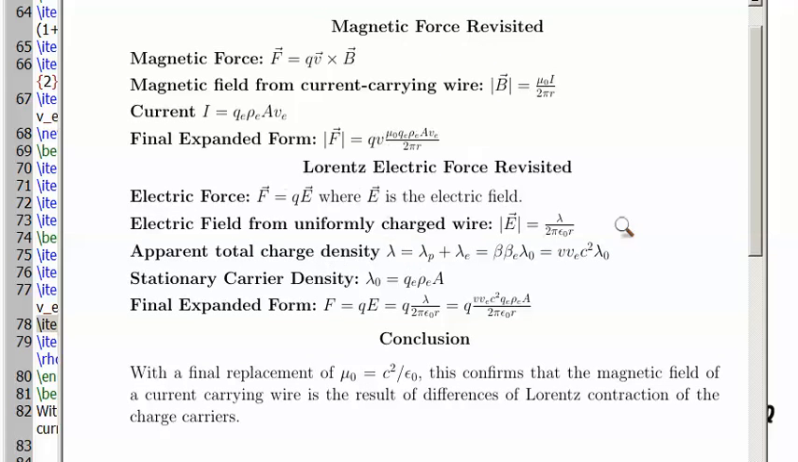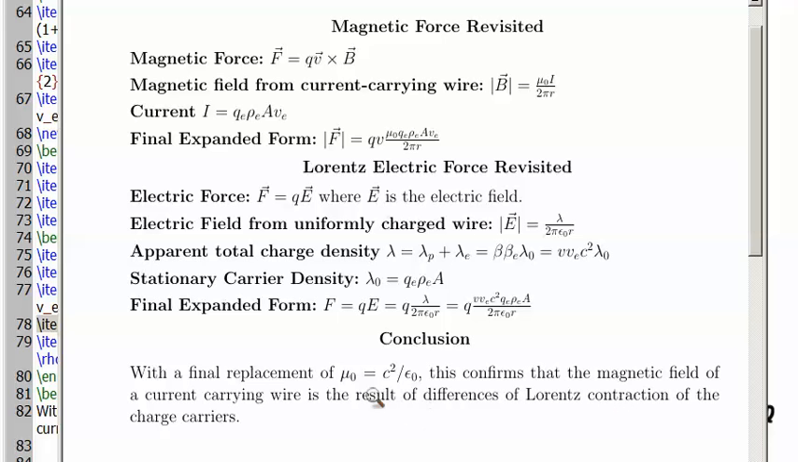And in conclusion, with the final replacement of mu sub naught equals 1 over c squared epsilon naught, this confirms that the magnetic field of a current carrying wire is the result of the differential Lorentz contraction of the charge.